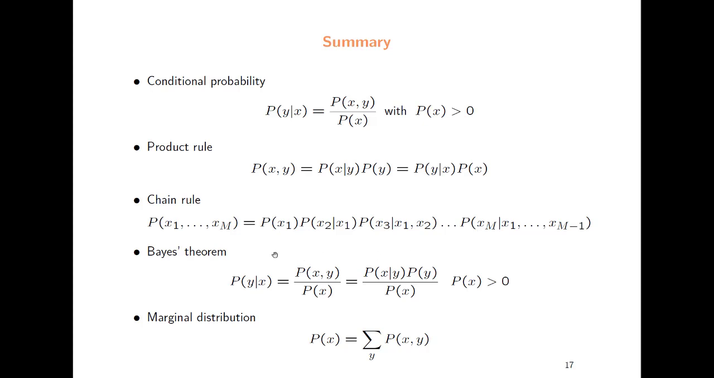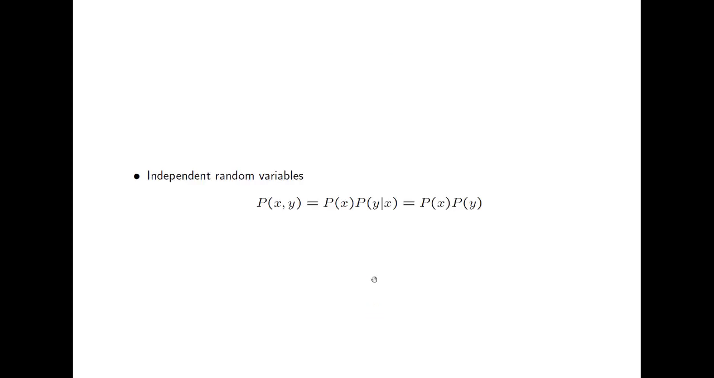Then Bayes' theorem: P of y given x is P of x comma y divided by P of x, which equals P of x given y times P of y divided by P of x. And then marginalization: P of x is the sum of the probability of x and y over y. And for independent random variables, we have this factorization. So P of x comma y is the same as P of x times P of y.